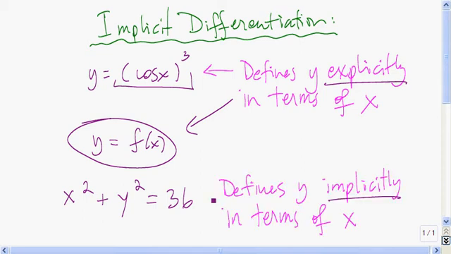x. So if we have a relation that defines y implicitly in terms of x, and we want to find out dy dx, or how y changes as x changes, we have to use a different technique than in the case where we have y defined explicitly in terms of x. I'm going to focus on how to find dy dx when we have y defined implicitly in terms of x. I'm going to do a couple of warm-up examples before getting to it.